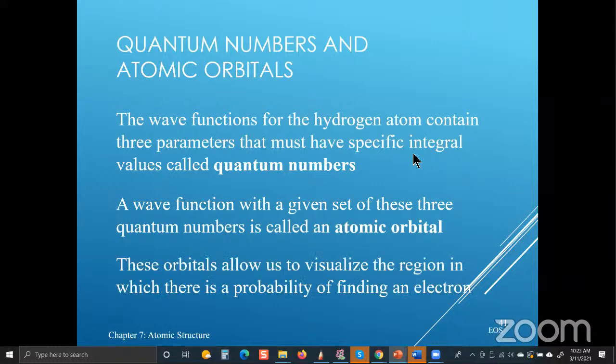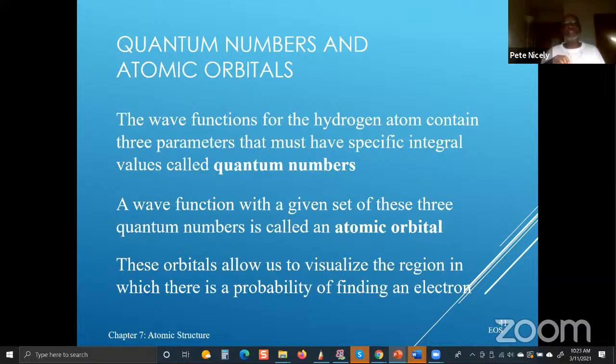So let's talk about quantum numbers and atomic orbitals. Now, we talked about the wave functions earlier. Of course, at this level, you didn't need to go into the details. All you have to remember is that the wave functions basically lead to what we call the orbital of an electron in an atom, all right?